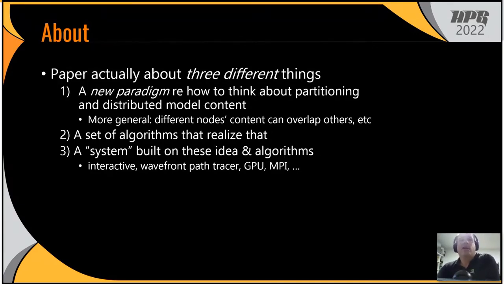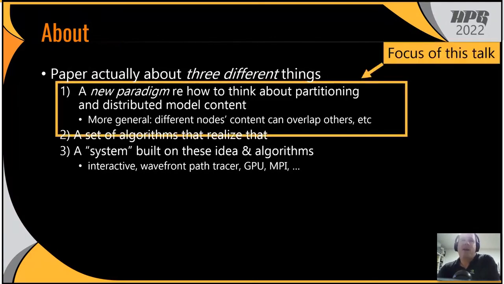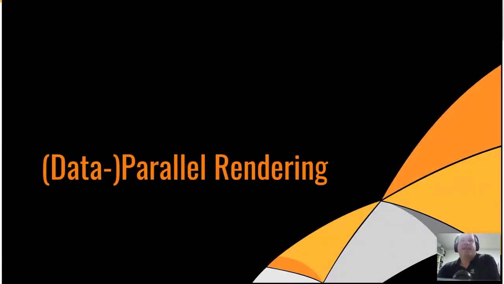Then the second thing it talks about is some algorithms that realize this kind of paradigm. And finally, you couldn't actually evaluate that without having a complete system that is using that with the wavefront path tracer and MPI and all that kind of stuff. So there's a lot of stuff in the paper. I could easily talk an hour about each one of those, but with respect to time, I'm only talking about the first 1.5 of those, and even those only in a motivational session, because if I can't convince you that this entire concept makes sense, then the rest doesn't even make sense.